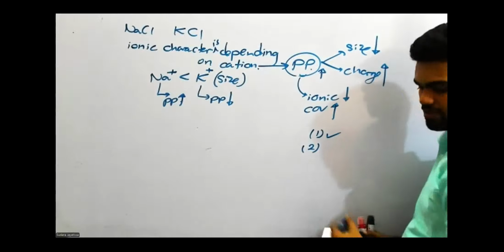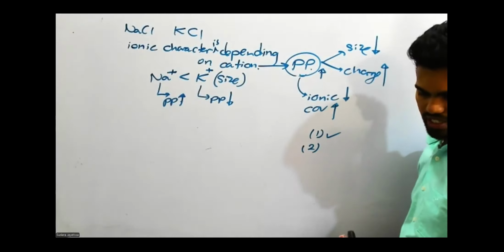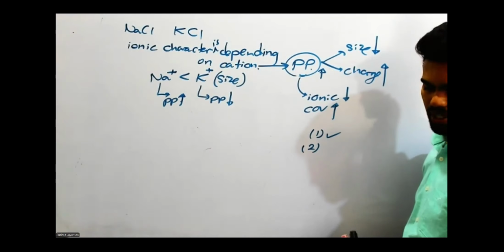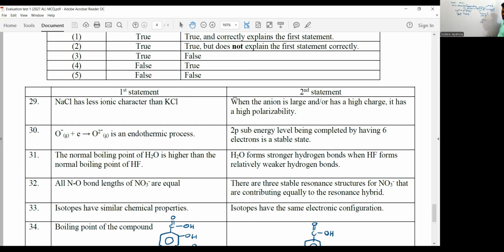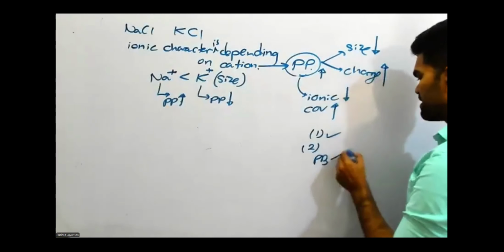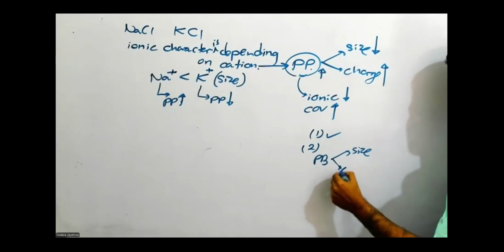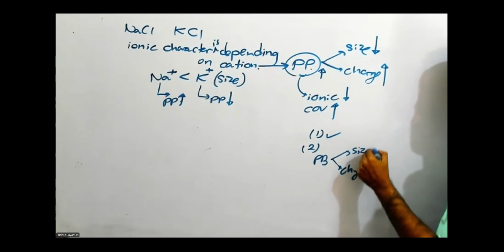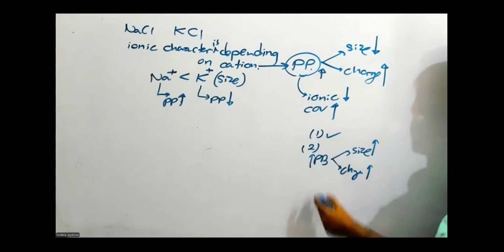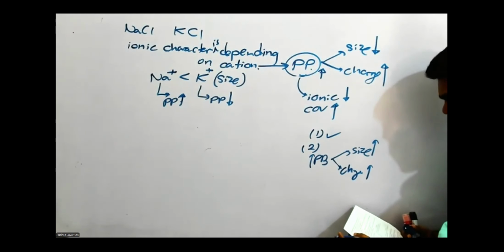Now look at the second statement. The reason for the first statement is about the cation polarization power. But look at what is given under the second statement: the anion is larger or has a higher charge, so it has a high polarizability. For anions, you have polarizability. That's true. Anion polarizability depends again on size and charge. If size is larger and charge is larger, polarizability will be large. So the second statement is also correct.